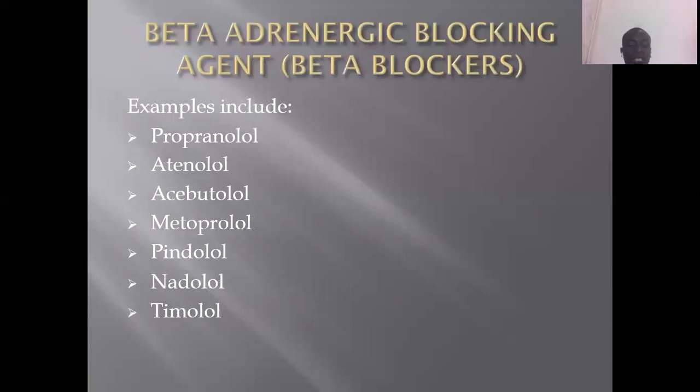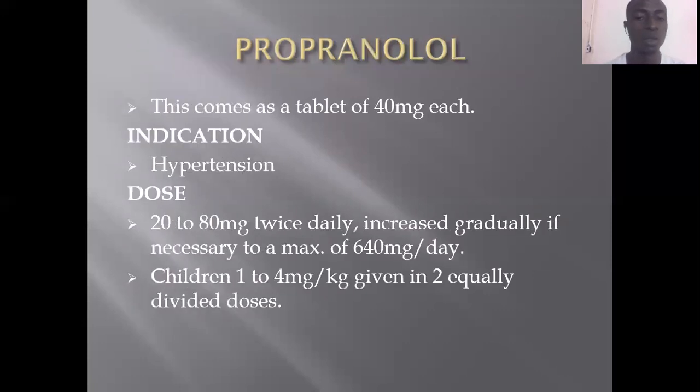So we are going to look at another category in the sympathetic nervous system. You have the beta blockers. These are the common drugs: atenolol, propranolol, and others. All these drugs end with "lol". They are beta blockers. So we'll discuss propranolol. Propranolol comes as a tablet of 40 milligrams. The indication, or use, is hypertension.